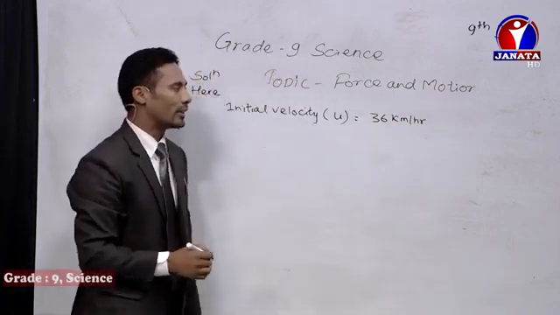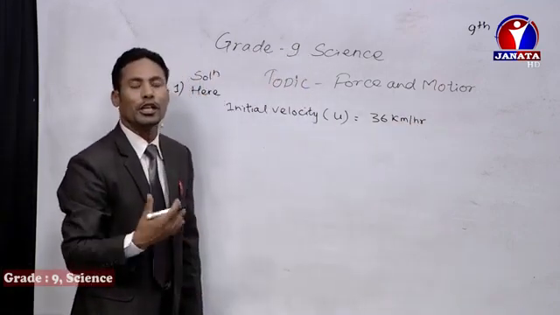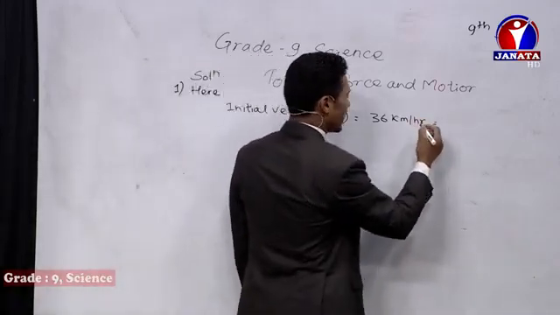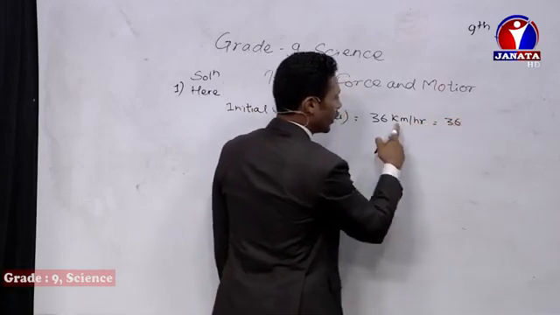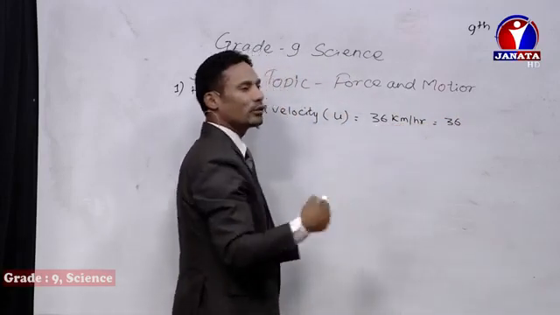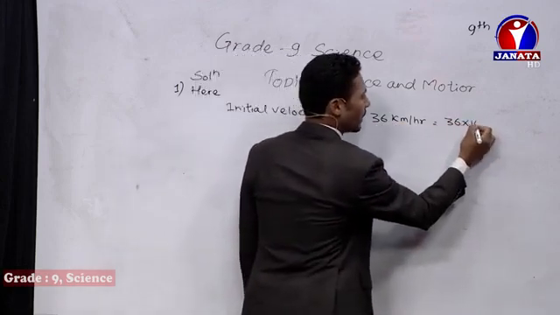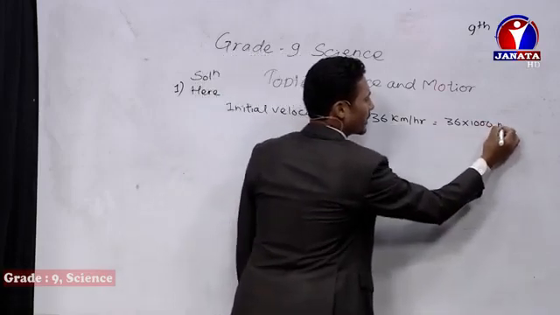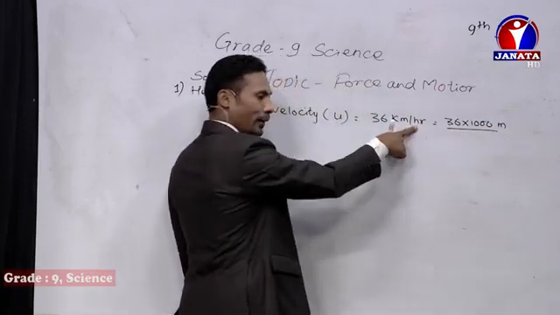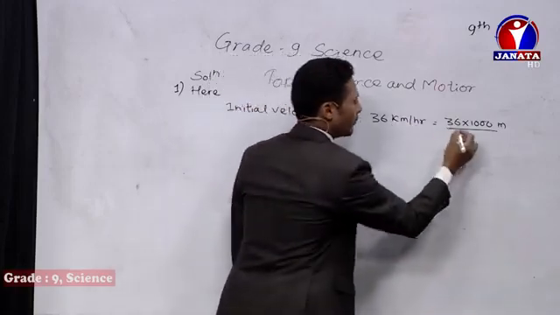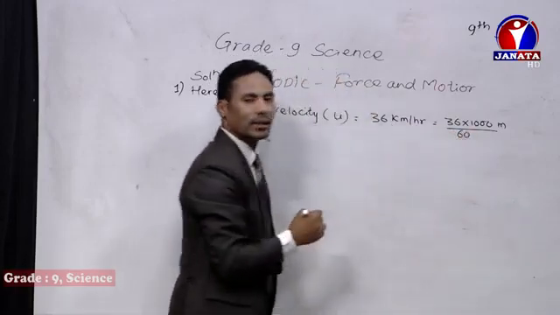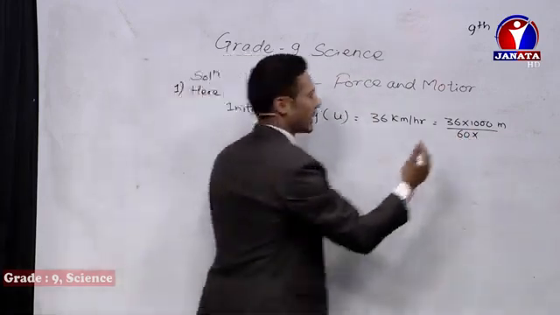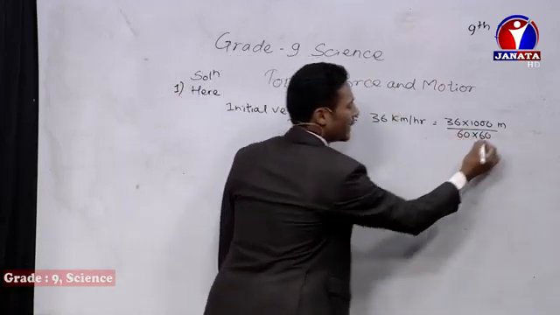This kilometer per hour is not an SI unit, so we need to change that into the SI system of units. How to change? We have learned in the previous class also. This is 36 kilometer. That kilometer changes into meter by multiplying by 1000. Now this is meter divided by hour. Hour changes into minute when we multiply by 60, right? Similarly, that minute will convert into second, again multiply by 60. So let's simplify this.